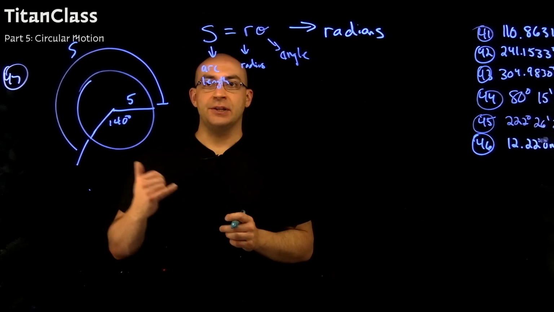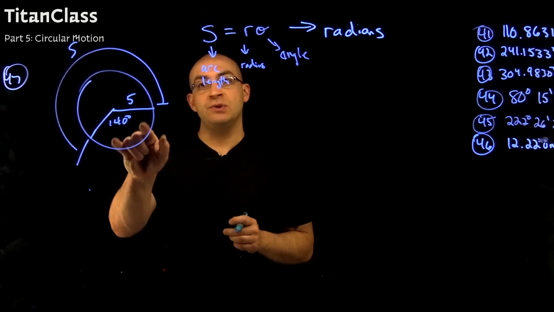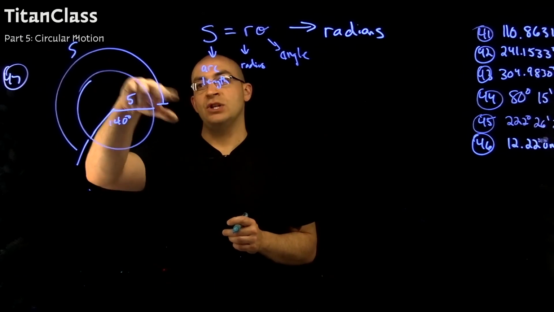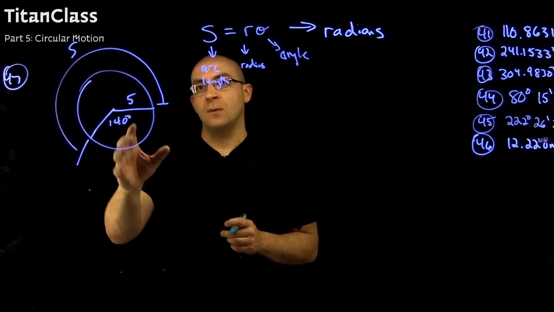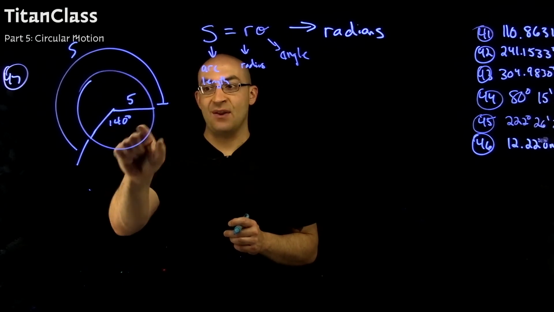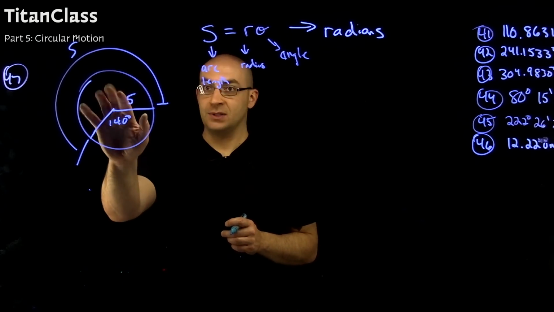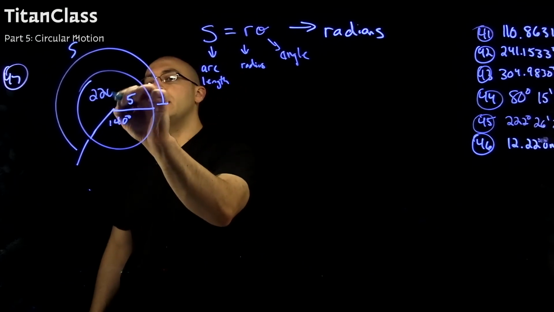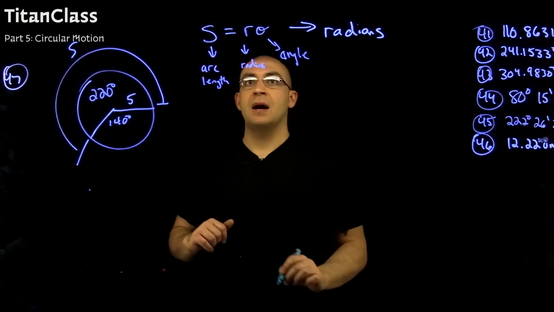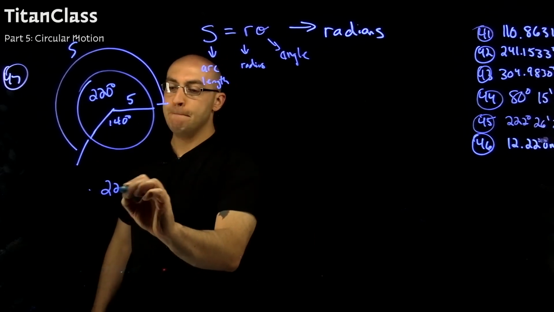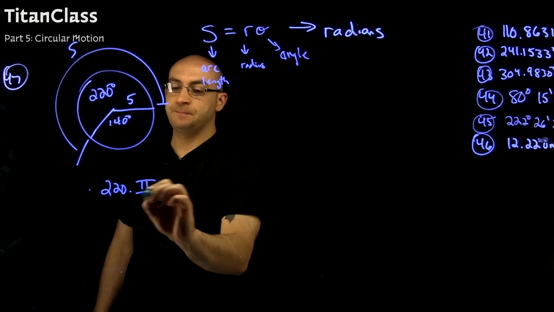I am not actually going to use 140, because if I used 140, then I'd be looking for the minor arc. I want to find S, which is this major arc. So we just need to do a little finagling. If I know a circle is 360 degrees and this portion is 140, what's the other portion, right? So 360 minus 140 is 220. 220 is what I'm going to be using for my radian measurement once I convert. Step 1, convert to radians.